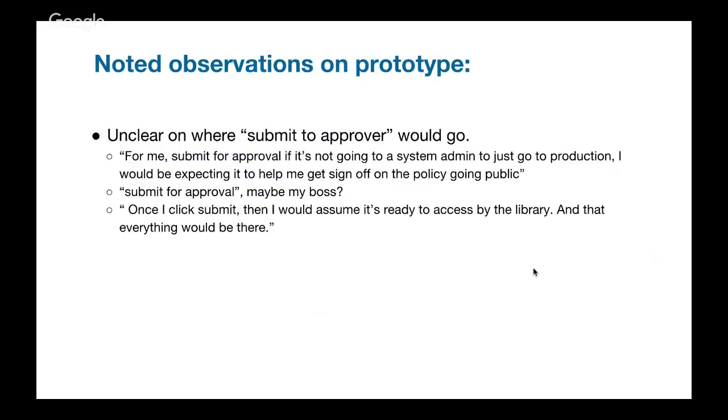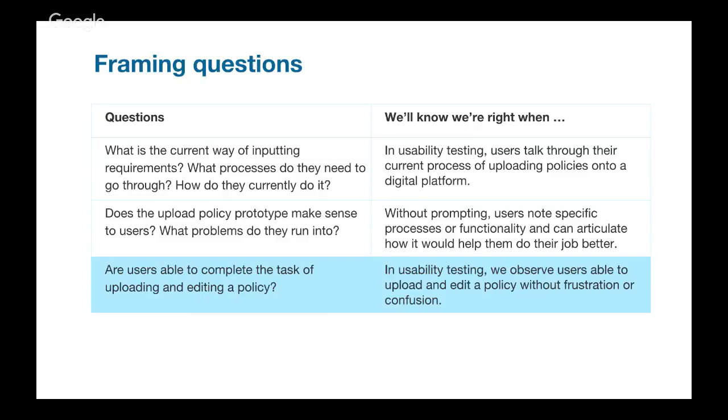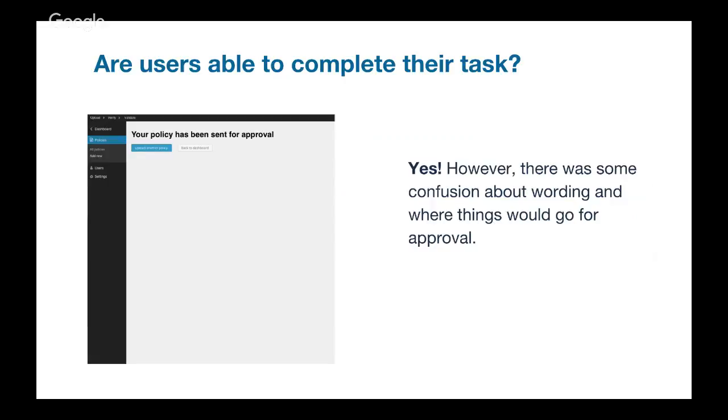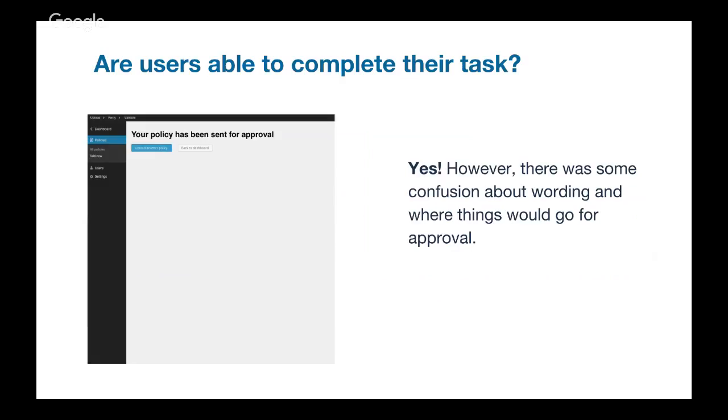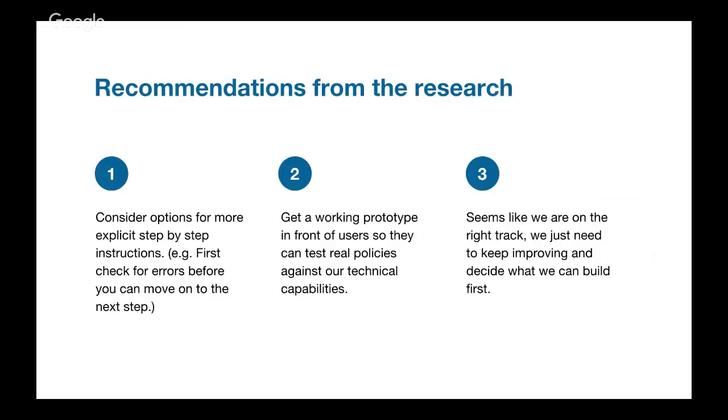And then there was uncertainty about where the final button submits to the approver. People had different ideas for if it would go to a system admin, or maybe their boss, or it would just go straight to the library and be viewable by the public. The last thing that we were testing for is, are they able to complete the task of uploading a policy? And yes, but there was all that confusion before about where things would go and some wording.